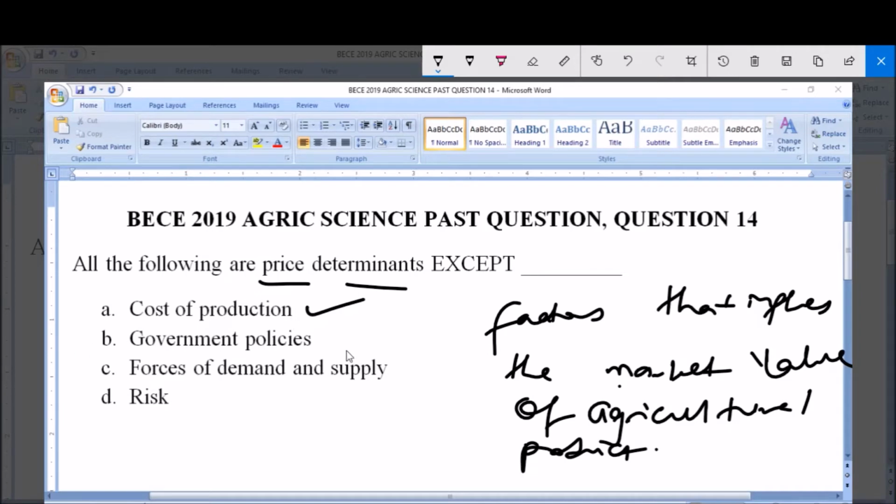Now B here says government policies. Government policies also affect the price of agricultural products. It's a price determinant factor. How? There are some policies made by the government on some agricultural products. If these policies are favorable to the agricultural product, what will happen? The cost of this agricultural product will be reduced. But if these government policies do not favor this agricultural product in that particular location, there will be a high cost of such products. So government policies actually affect the price of agricultural products. So it's a price determinant.